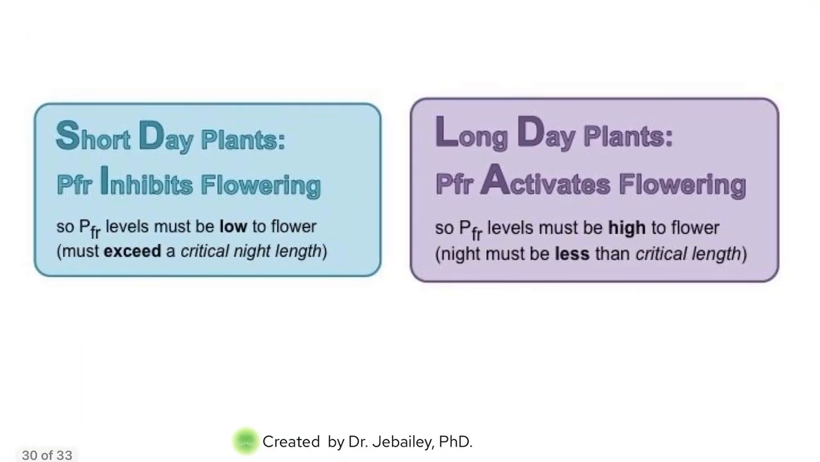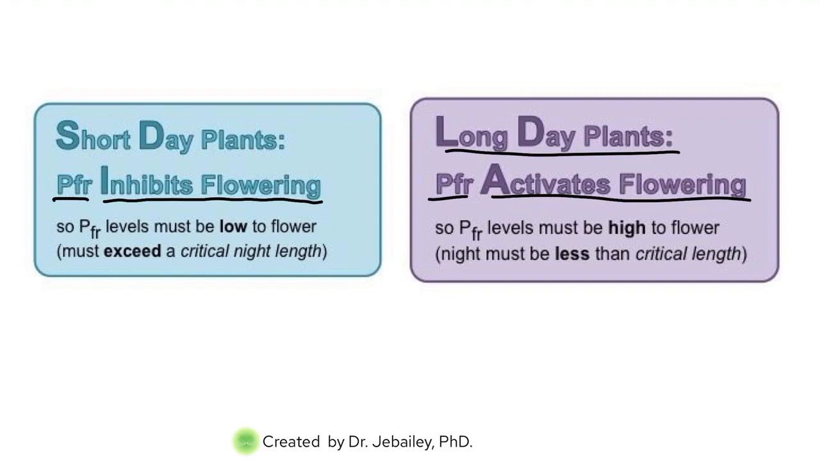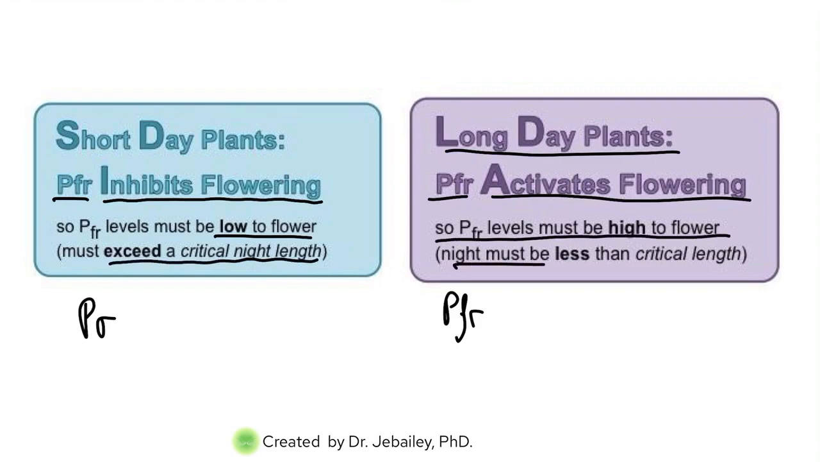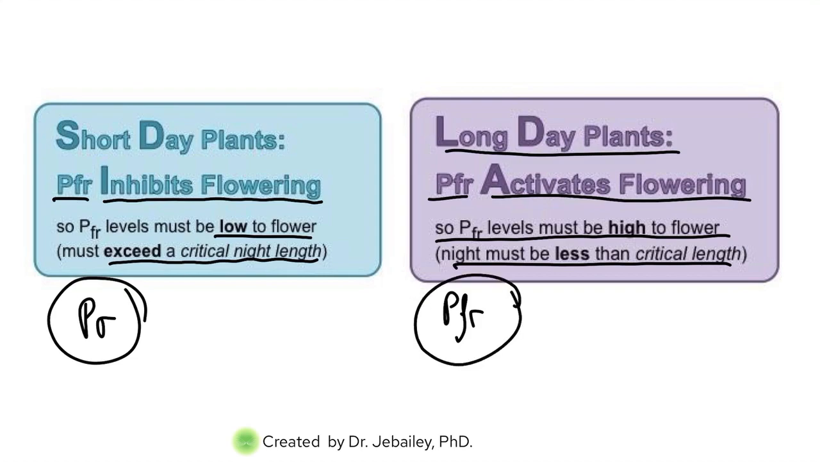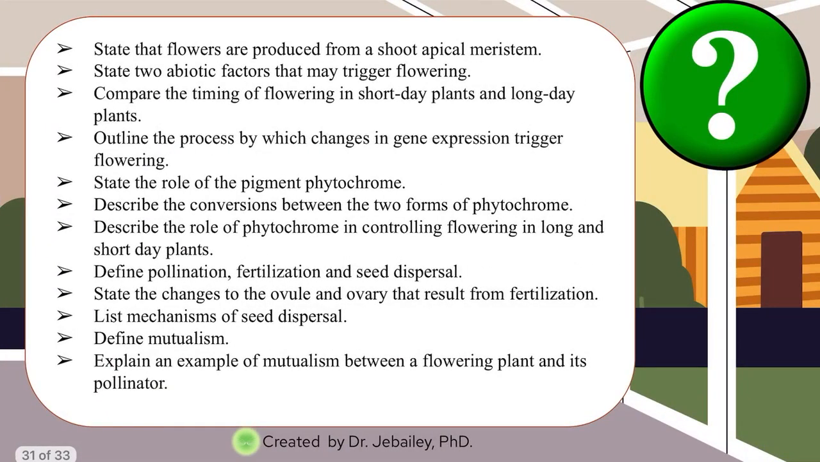So reviewing again, in short day plants, the PFR inhibits the flowering. In long day plants, the PFR activates the flowering. So here, what do we want? We want the PR. This one, we want the PFR. So PFR levels must be lower for the flower, and the night must exceed the critical night length. For the other, PFR must be higher to flower. So in the end, short day wants a lot of PR and long day wants a lot of PFR. And that's pretty much it for this topic here on 9.4.